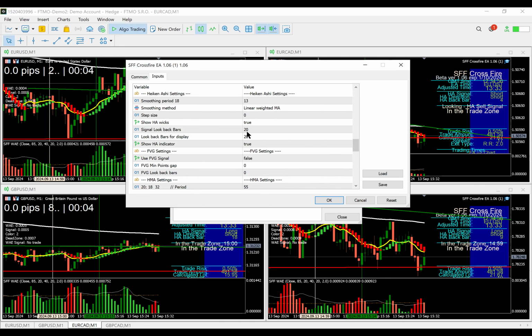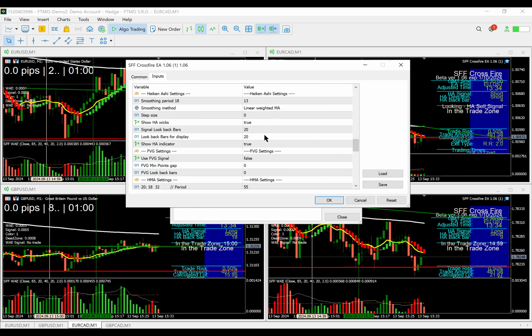I've changed these signal look back bars. I forget what they were when it came out of the box, but basically, if there's a wave change within the last 20 bars, it'll take account of that. If the wave change is on 21 bars or more than 20 bars, it won't count that. I'll explain that when we go back to the chart. And I've got the HA indicator on.